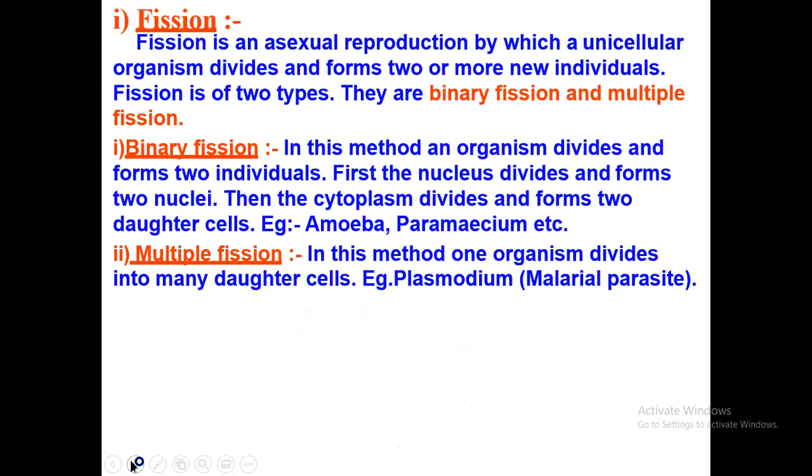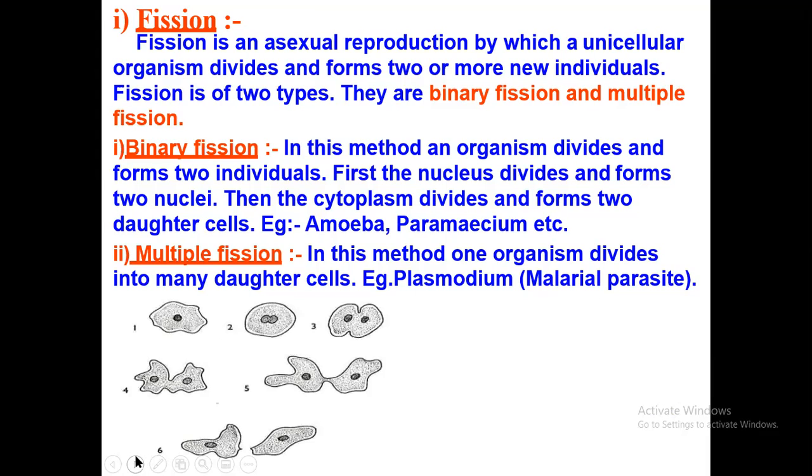First, we will discuss fission. Fission is an asexual reproduction by which a unicellular organism divides and forms two or more individuals. Fission is of two types, binary fission and multiple fission. Binary fission is the method in which an organism divides to form two individuals. First, the nucleus will divide and form two nuclei, then the cytoplasm will divide to form two daughter cells. The examples of binary fission are amoeba and paramecium. In multiple fission, one organism divides into many daughter cells, like plasmodium.